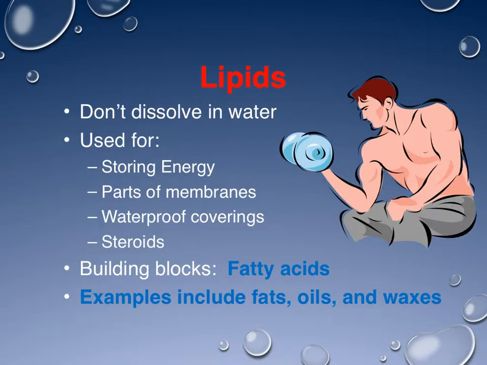Another group of compounds that are important for supplying energy for organisms are lipids. Lipids are also known as fats, oils, and waxes. The building blocks of lipids, the monomer, is the fatty acid. Lipids are very important. They're designed to store energy. In fact, lipids actually contain, in equal ratio, say, to size of a carbohydrate, almost twice as much energy. They're parts of the membranes of your cells. They produce waterproof coverings for organisms, and they help produce naturally occurring steroids.